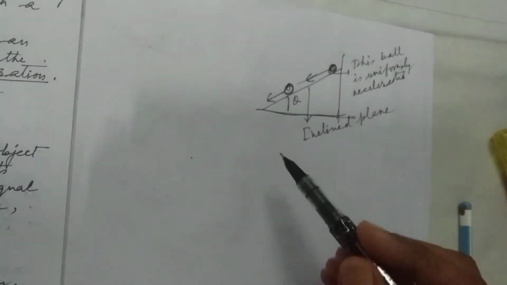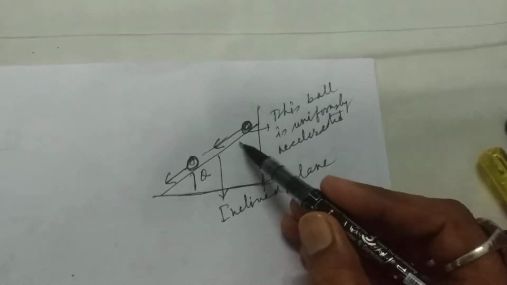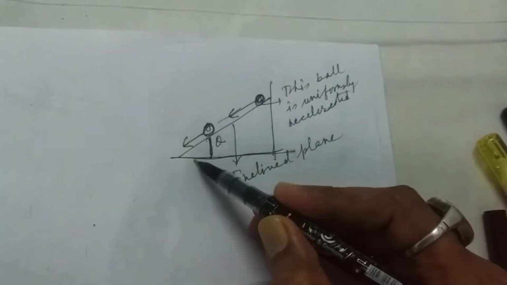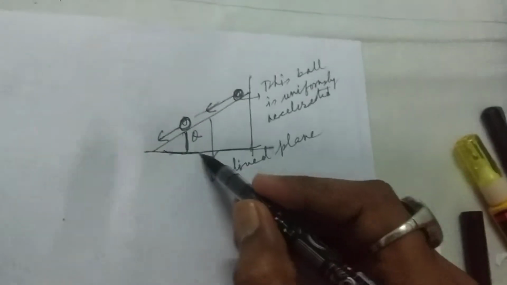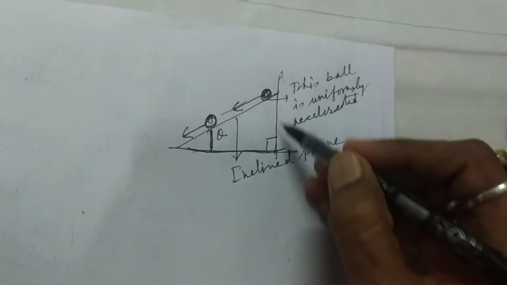The motion of a ball rolling down an inclined plane. It is the example you see here. It is an inclined plane, and this plane is going to make some angle theta with the horizontal plane. This is the horizontal plane, this is the inclined plane, and this is the 90 degree plane.